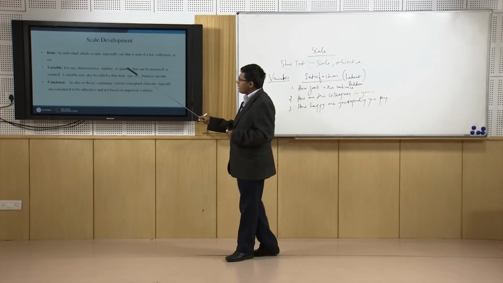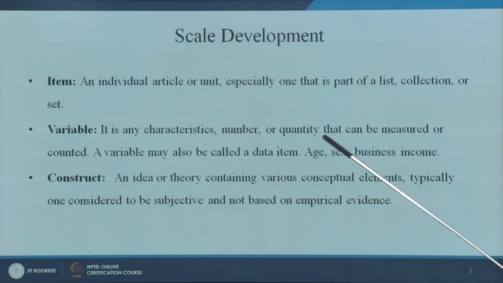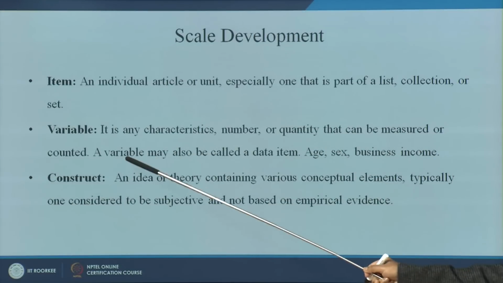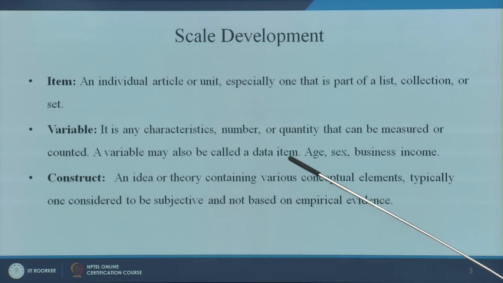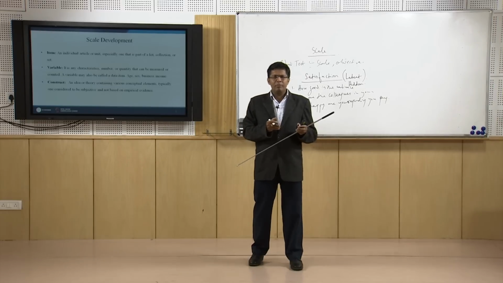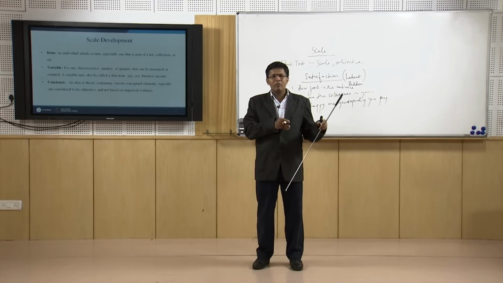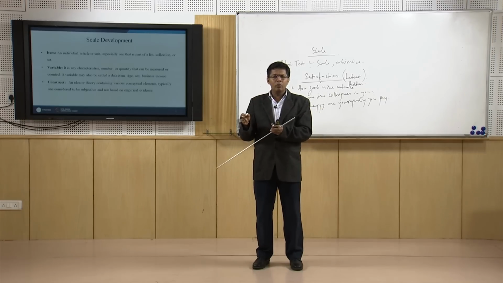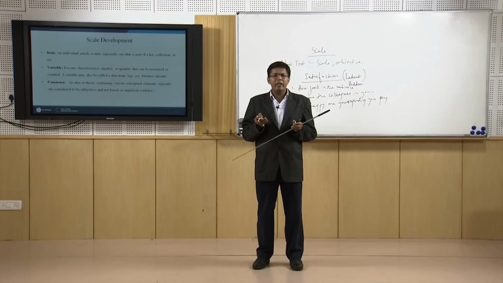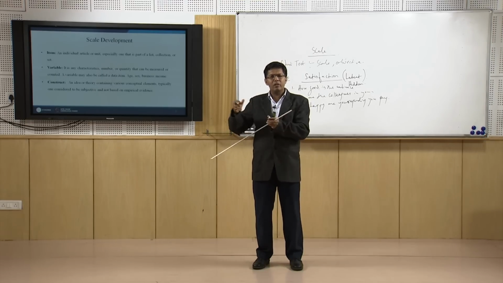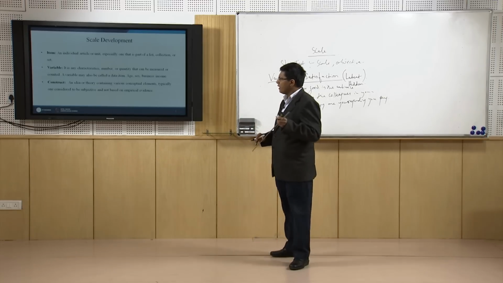It is a characteristic, number or quantity that can be measured or counted. A variable may be a data item like age, sex, business, income, anything. So, you can have categorical variables, for example in the case of nominal data, male is 1, female is 0 or 2, something like that, or you have a variable like income which is continuous in nature: 1000, 10,000, 20,000, 50,000.